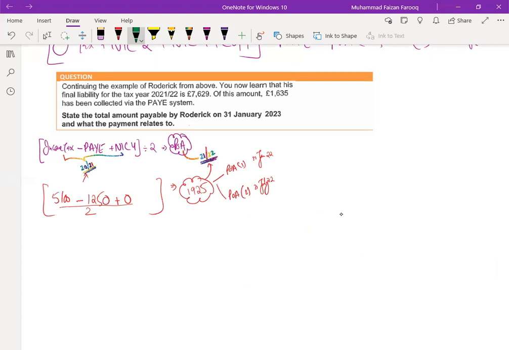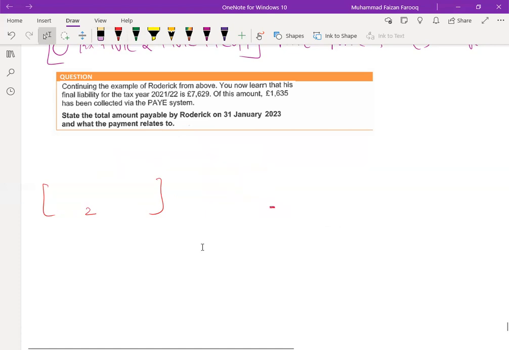Now, first of all, tell me the Roderick POAs are how much? 1925. Yes, this we already solved, no? But now what they are asking in this question, they change the data a bit. Continuing the example from above, now you know the actual liability of Roderick is 7,629. Of this amount, 1,635 has been collected by the PAYE system. State the total amount by Roderick on this date.